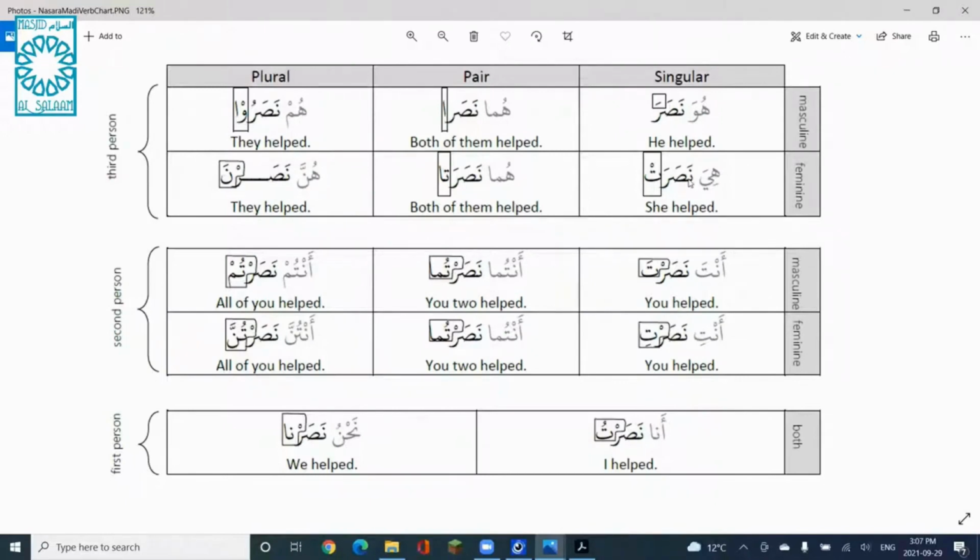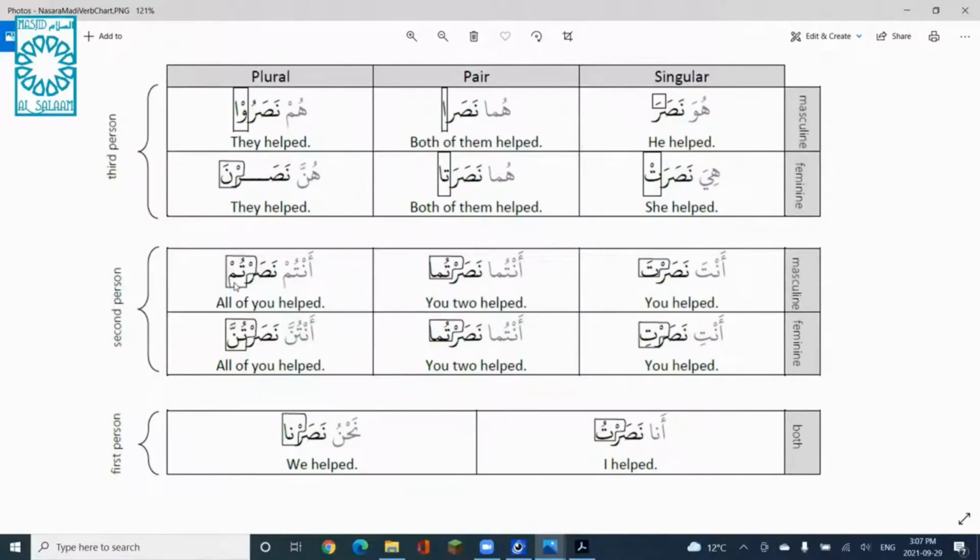Okay, so here becomes nasarat. Huma becomes nasarata for the feminine. Hunna becomes nasarna. Okay, anta becomes nasarta. Antuma becomes nasartuma. Antum becomes nasartum. So the tuma and tum is quite easy because we are taking the ending, tuma and tum, right? In the anta, we are putting the ta with the fatha. So this is pretty simple here because we just took the ending, the ta from here, and tuma from here, and tum from here.